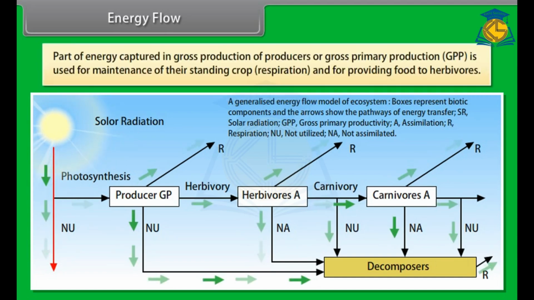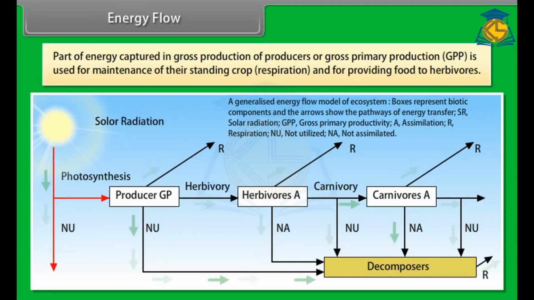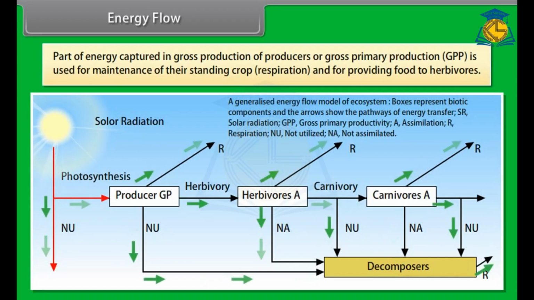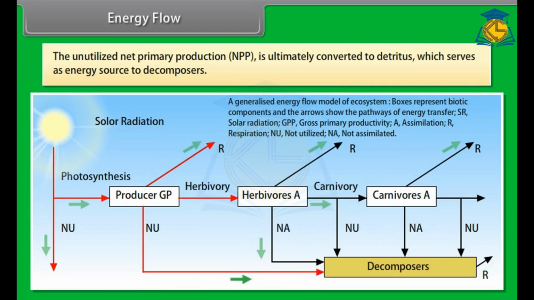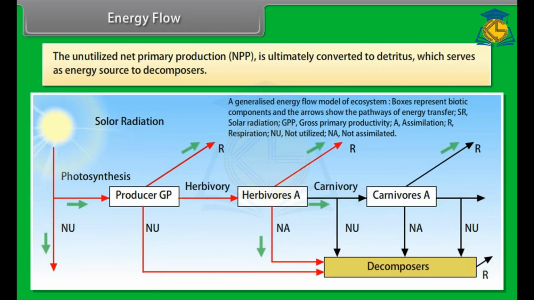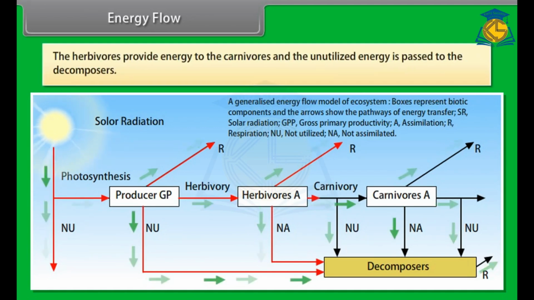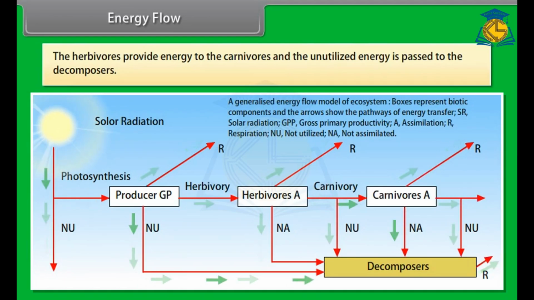Part of energy captured in gross production of producers, or gross primary production (GPP), is used for maintenance of their standing crop, respiration, and for providing food to herbivores. The unutilized net primary production (NPP) is ultimately converted to detritus, which serves as energy source to decomposers. The herbivores provide energy to the carnivores and the unutilized energy is passed to the decomposers.